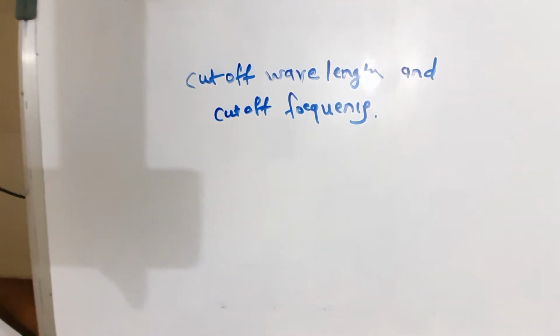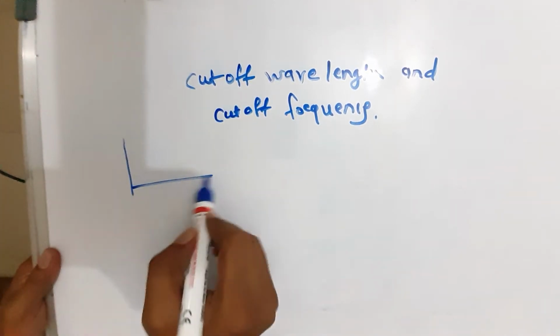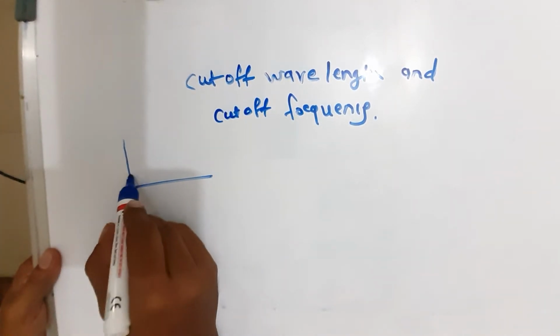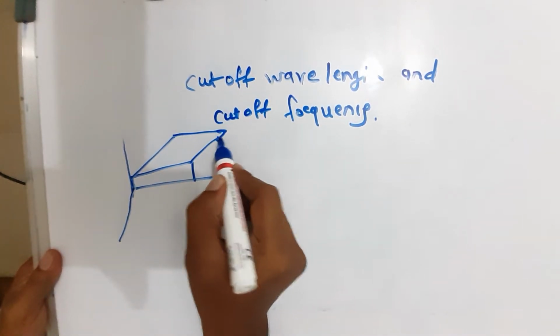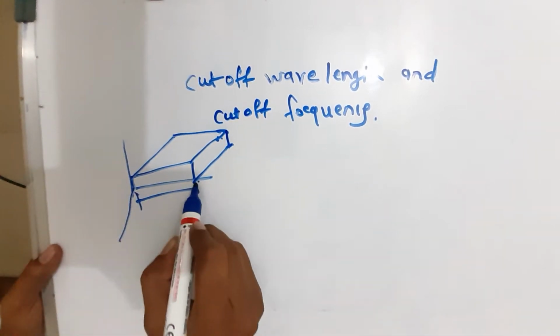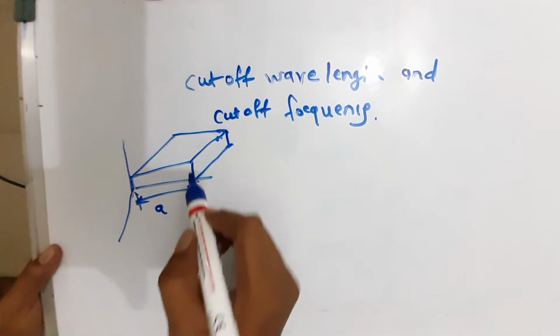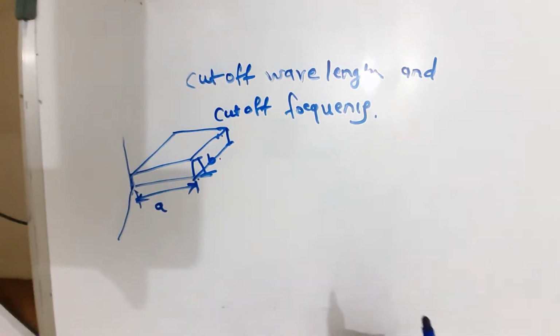Hello students, today we will see the cutoff wavelength and cutoff frequency of waveguides. In this lecture, first I will draw the rectangular waveguide. This is a rectangular waveguide. The width is A and the height is represented by B.